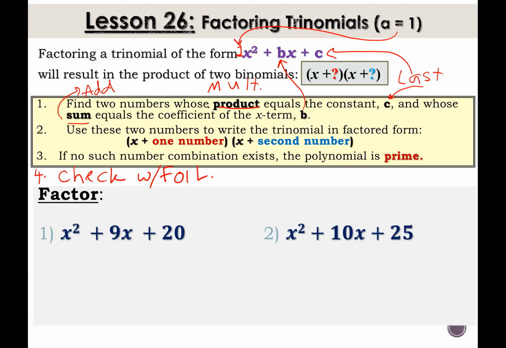So we're going to find 2 numbers whose product equals the constant c. So we want our product to be 20 and whose sum equals the coefficient of the x term b. So we want our sum to be 9. In other words, here's what we need to think of. We need to find 2 numbers who multiply to 20, but also add to 9. I'm sure some of you watching this right now, you already thought of those numbers. It just came to you almost like it was magic. Okay, this is not magic.